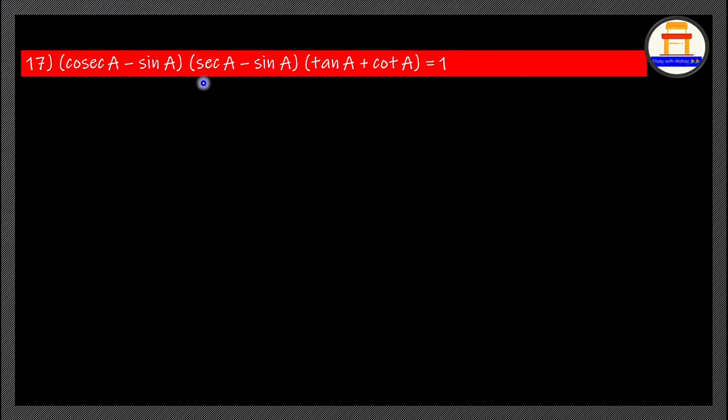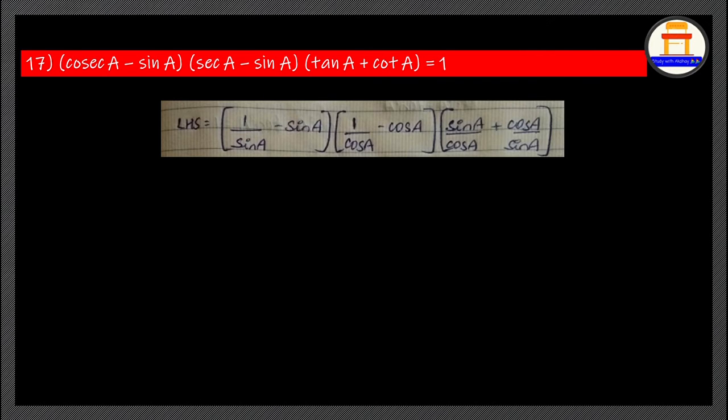Please don't get confused by seeing all the ratios in one equation, but this is the simplest as far as I have seen. (cosec A − sin A)(sec A − sin A)(tan A + cot A). When you multiply these expressions, cosec A can be written as 1/sin A. They are reciprocal relations. Sec A can be written as 1/cos A using the reciprocal relations. Tan A and cot A can be written as sin A/cos A + cos A/sin A using our quotient relations.